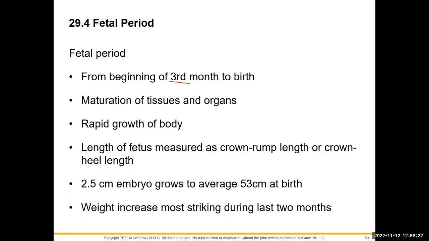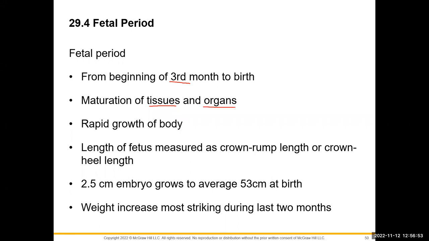But now all we're going to do is kind of just sit back and wait. During this period, we're going to see the tissues mature and the organs mature and just continue on their development. But we are also going to see a lot of rapid growth throughout our embryo. Now it's going to be referred to as a fetus, usually around week 9. So we'll see the fetus start to put on weight and start to elongate.